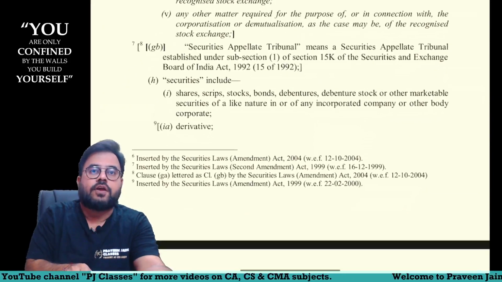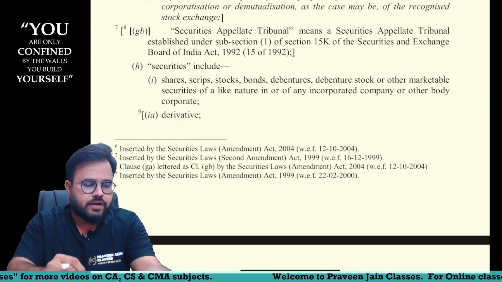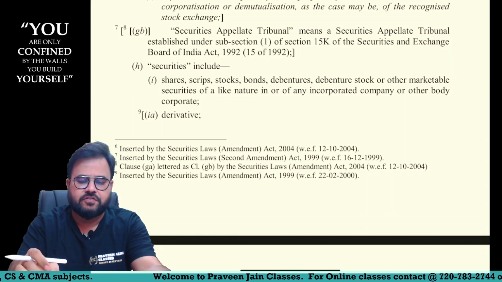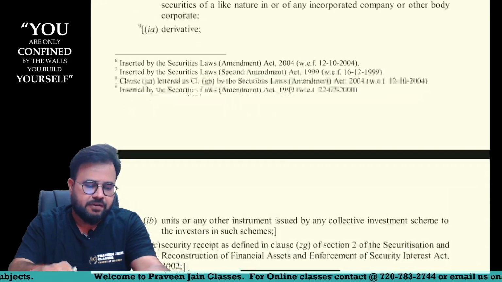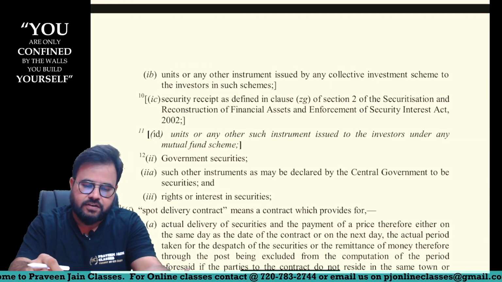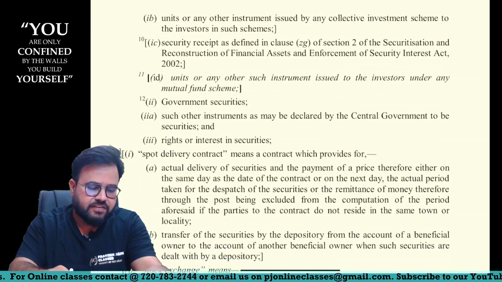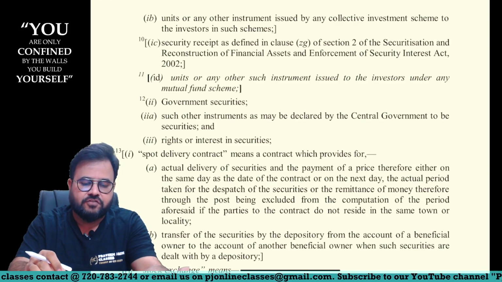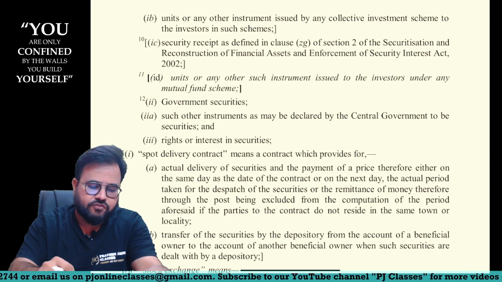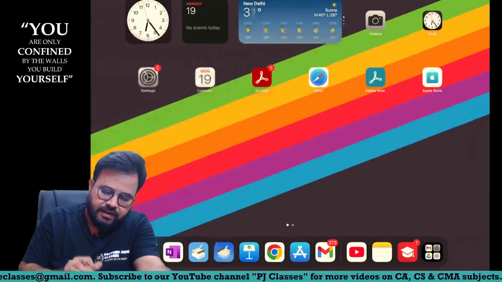Yeah. So here, obviously, we will not discuss it in detail, sir. Just try to see what things are included. Securities include shares, scrips, stock, bonds, debenture stock, and other marketable securities. Derivatives are also there. Units of collective investment scheme are also there. Security receipt as defined in the SARFAESI Act is also there. Units of mutual fund are there. Government securities are there. Such other instruments as may be declared by the central government to be securities are also there. And rights or interest in securities are also there. So these are all the parts covered in the definition of securities.